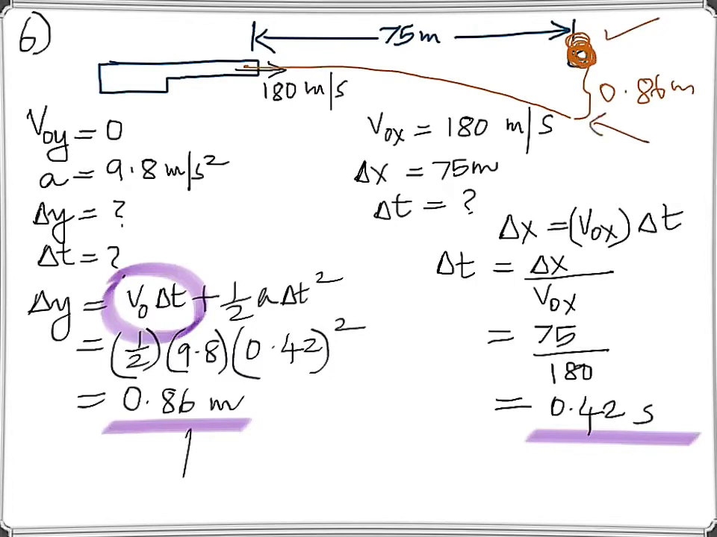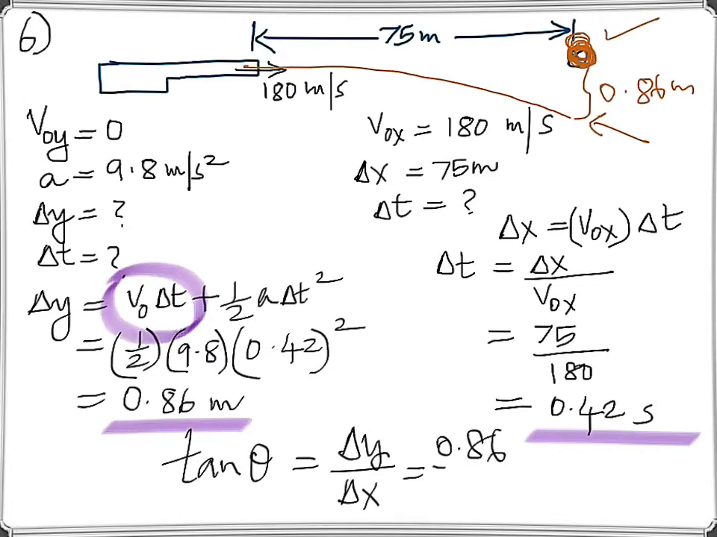The second part of the question is by what angle should he adjust the rifle, obviously upwards, so as to hit the target, and that's simply delta y by delta x. That's tan theta, which gives in calculation 0.66 degrees.